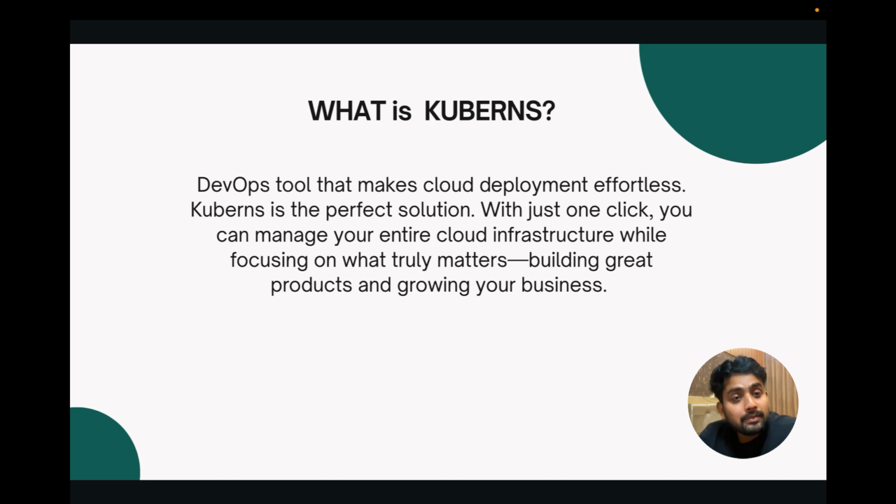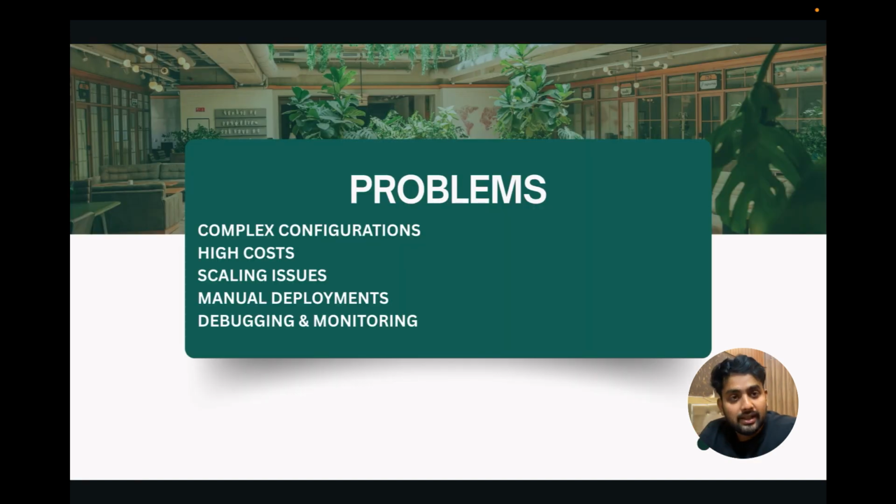And what problem are they solving? Kuberns is a DevOps tool that makes cloud deployment effortless. With just one click, you can manage your entire cloud infrastructure while focusing on building products and growing your business at scale. So let's talk about the problem areas Kuberns is solving, then we will see a short demo of how easily you can deploy your application on Kuberns.